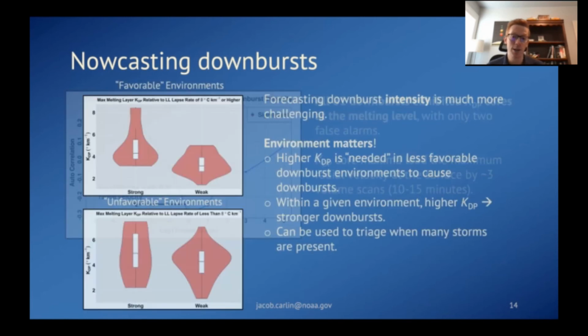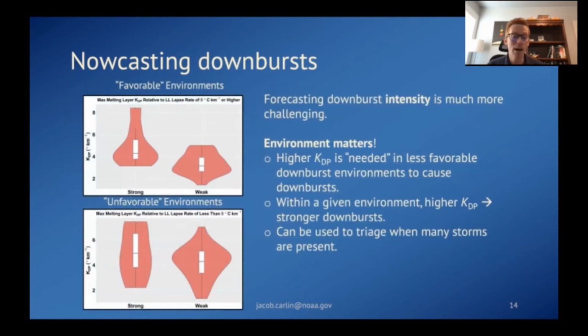So that was very encouraging as a tool, but where it became a bit more challenging was using the KDP to actually forecast downburst intensity. There was really a lot of overlap in the distributions. And what we found, which in hindsight really makes a lot of sense, is that the environment really matters. We know that certain environments are more favorable for downbursts.